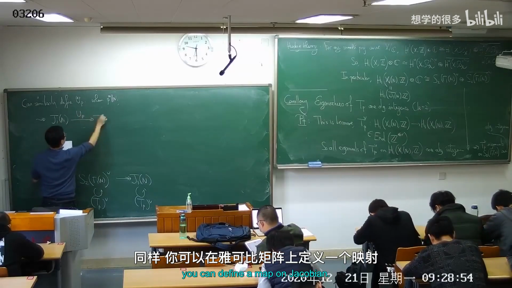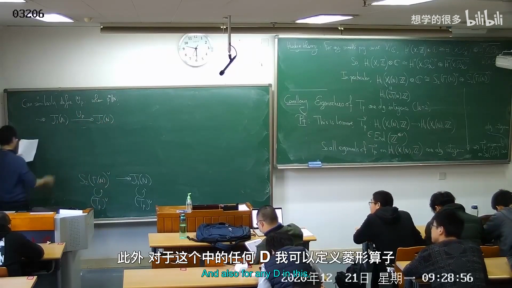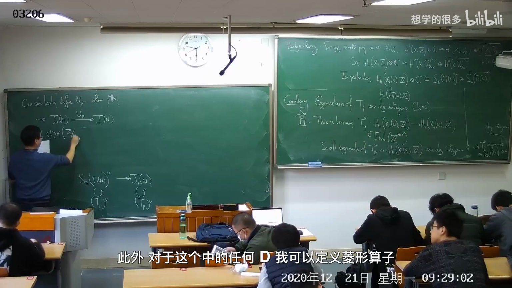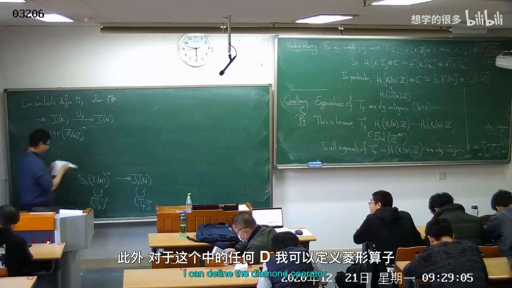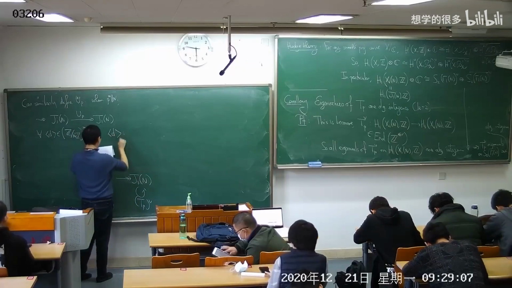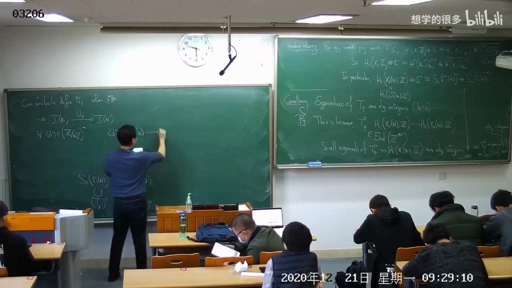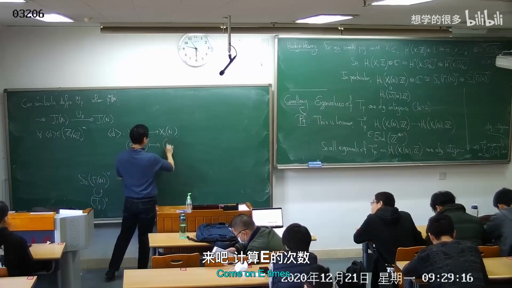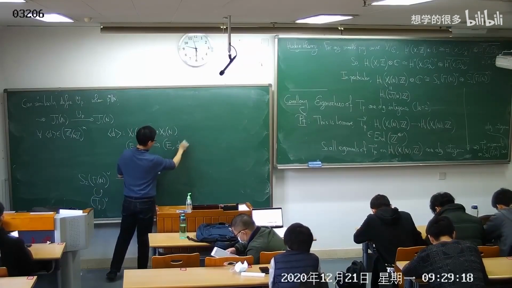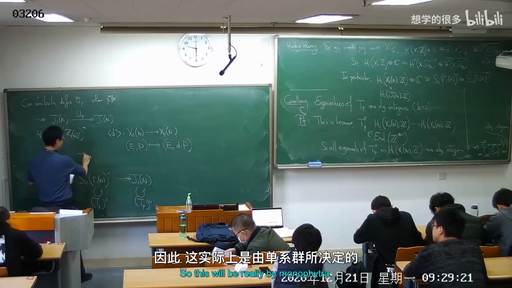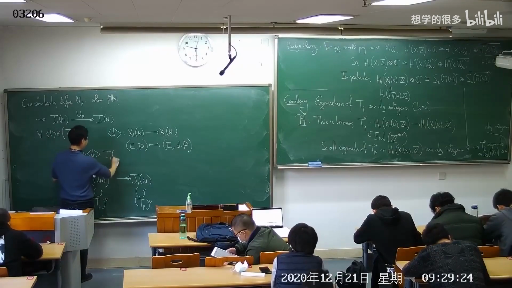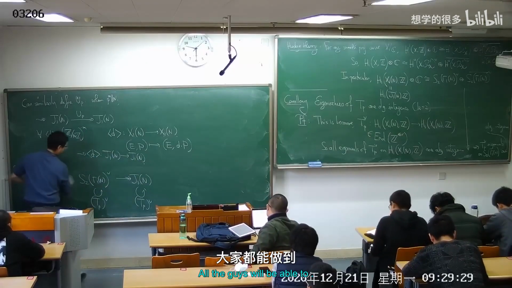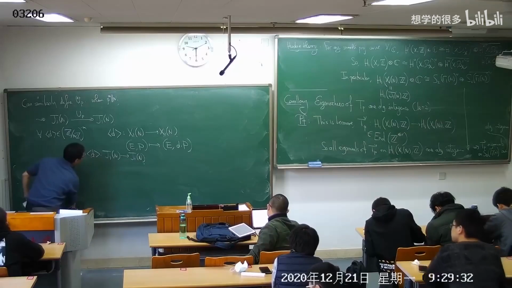Similarly, you can define a map on the Jacobian. And also for any d in this, I can define the diamond operator, extending the point (E, P) to (E, d times P). So this will give you a diamond operator. Apologize for that.